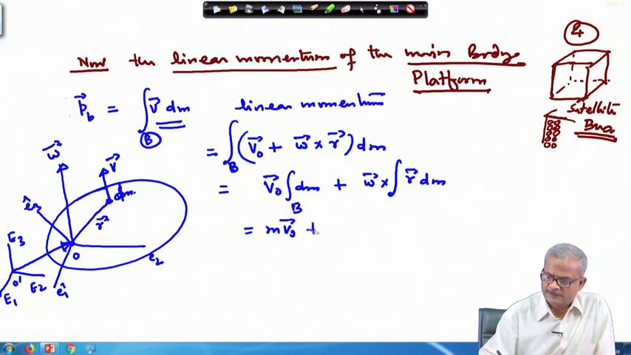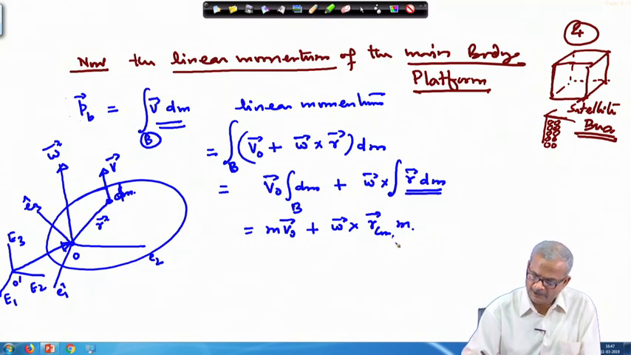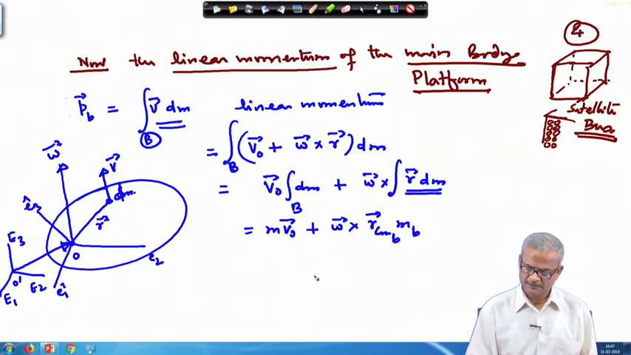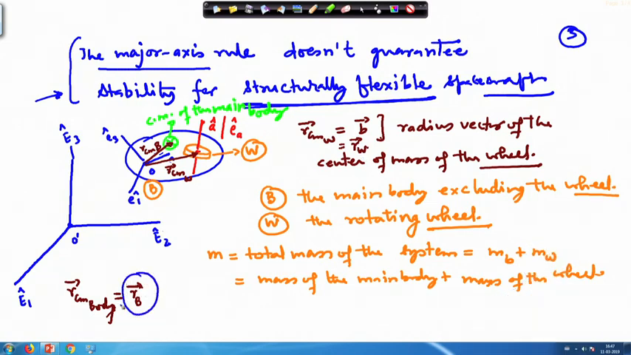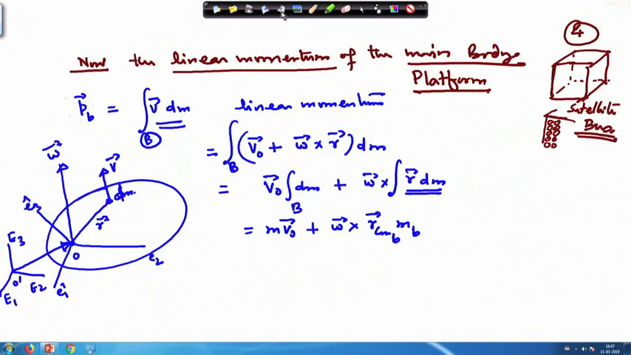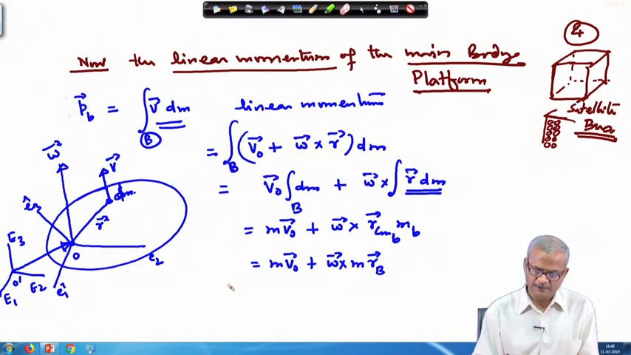So, m V 0 plus omega cross r d m, this is nothing but r center of mass times the mass of the main body. And this notation we have kept as R B. So, in short we can write this as m v 0 plus omega cross m R B, this is the center of mass of the main body.